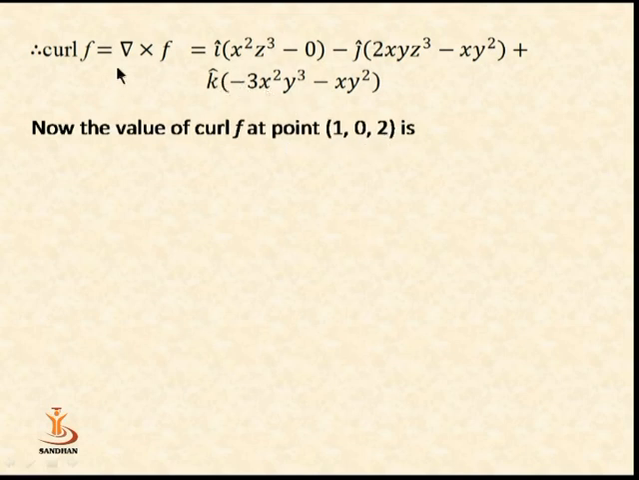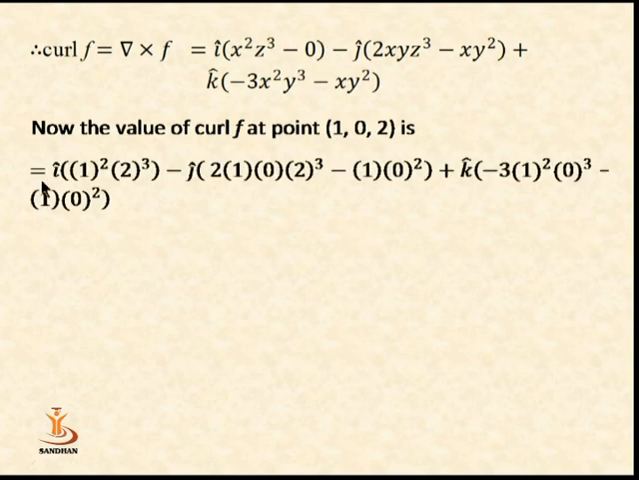Also we know that applying the curl to a vector function gives again a vector function. So the curl used on a vector function also gives a vector function. Now we find the value at the point (1, 0, 2). So here we put x equal to 1, y equal to 0 and z equal to 2 in this function.